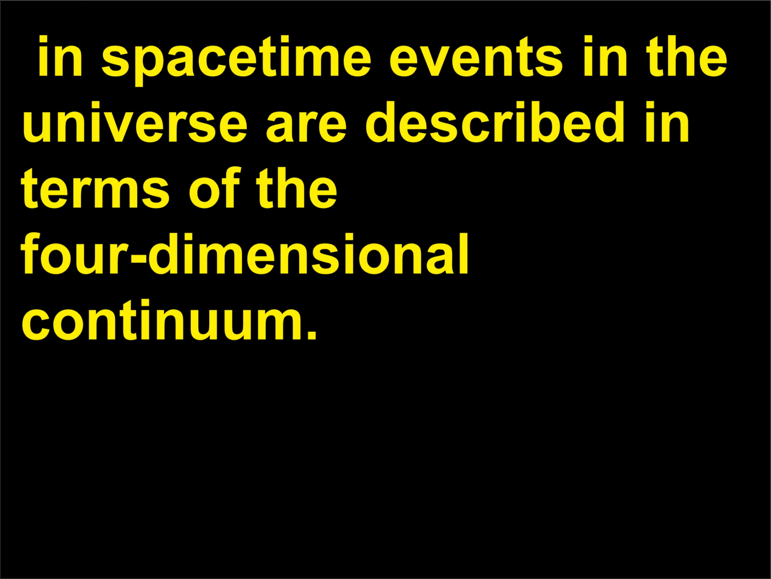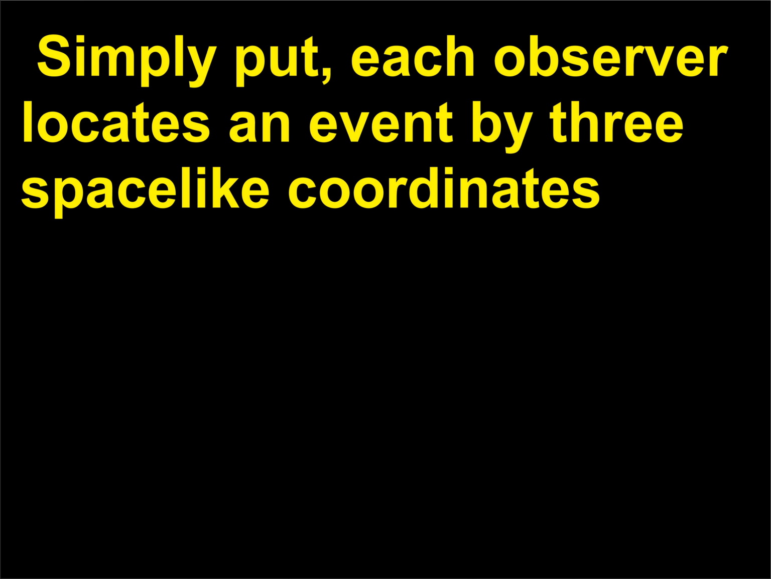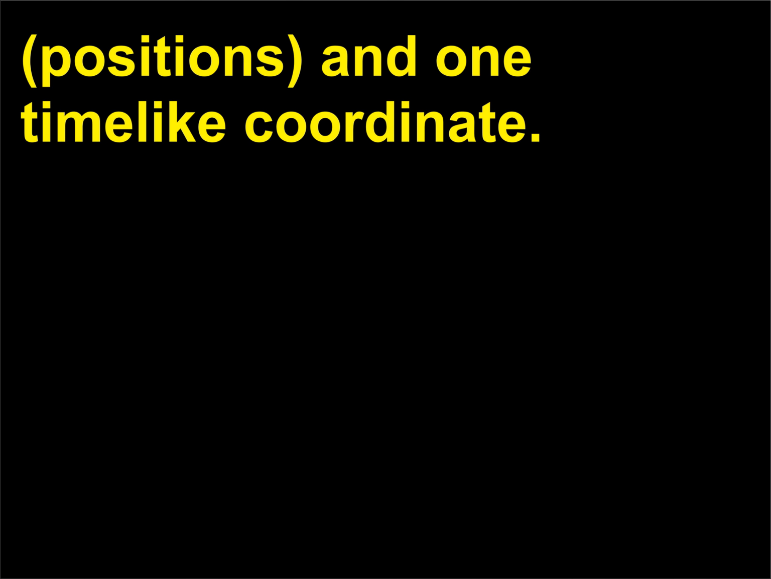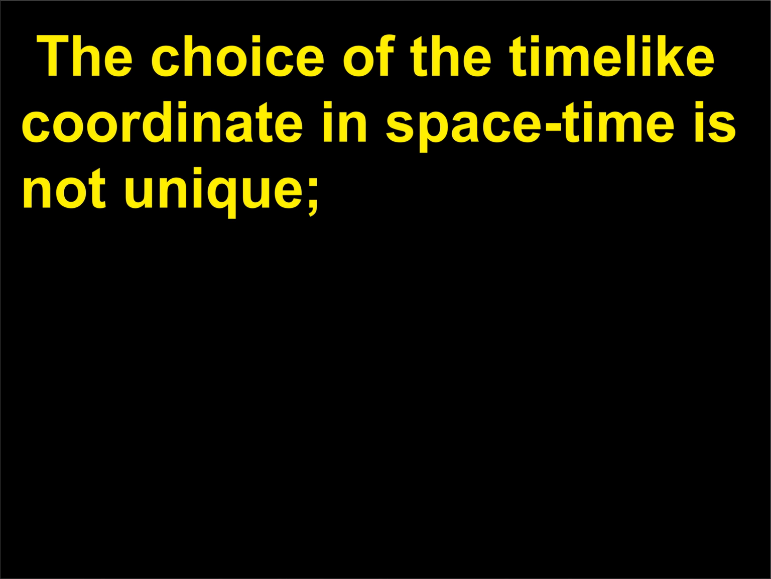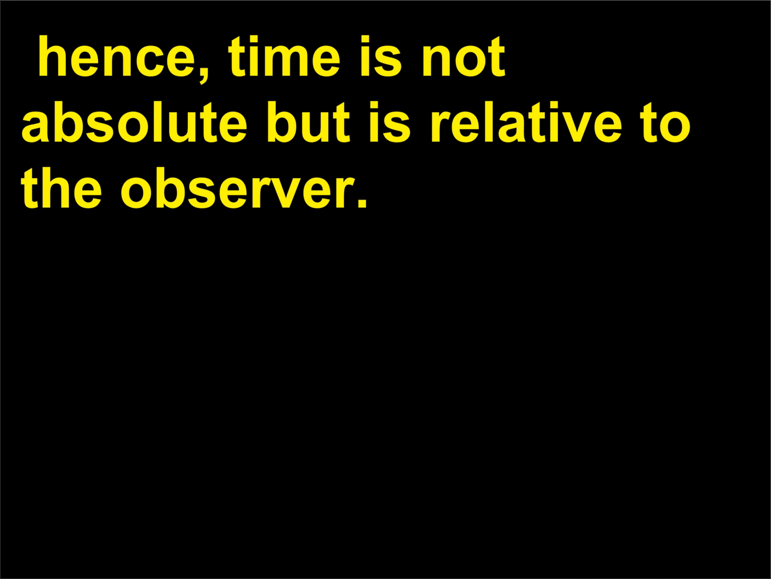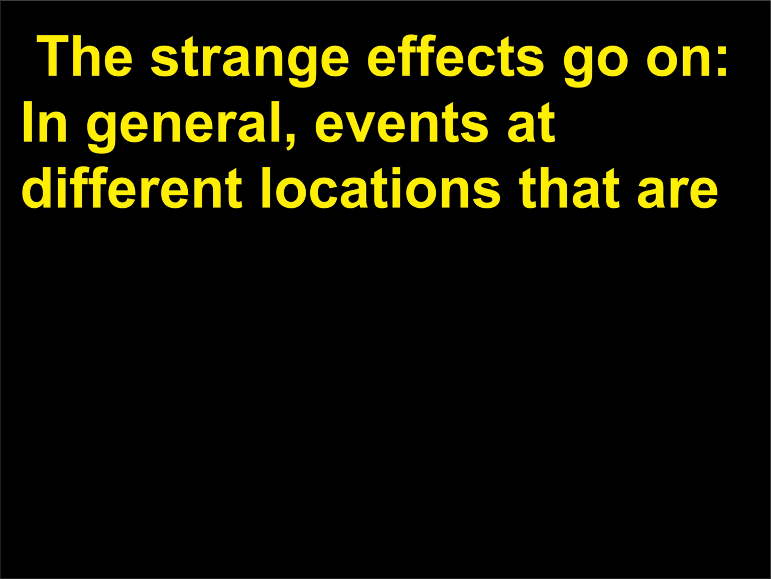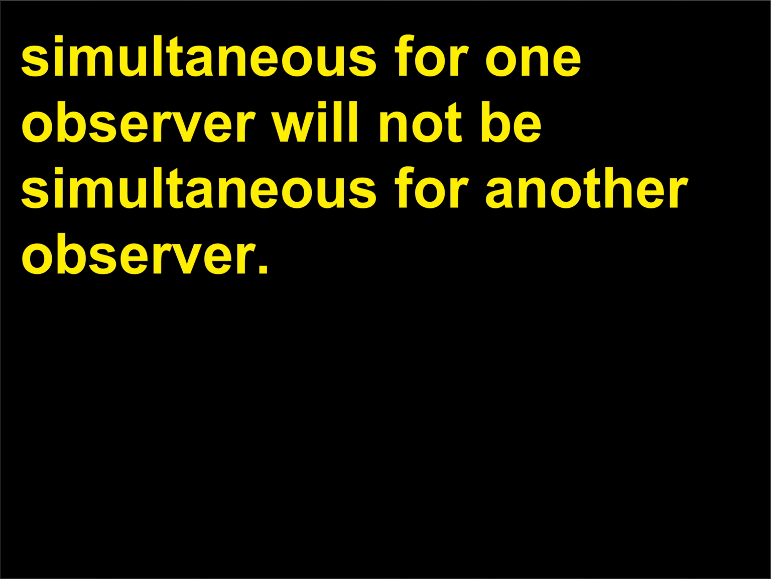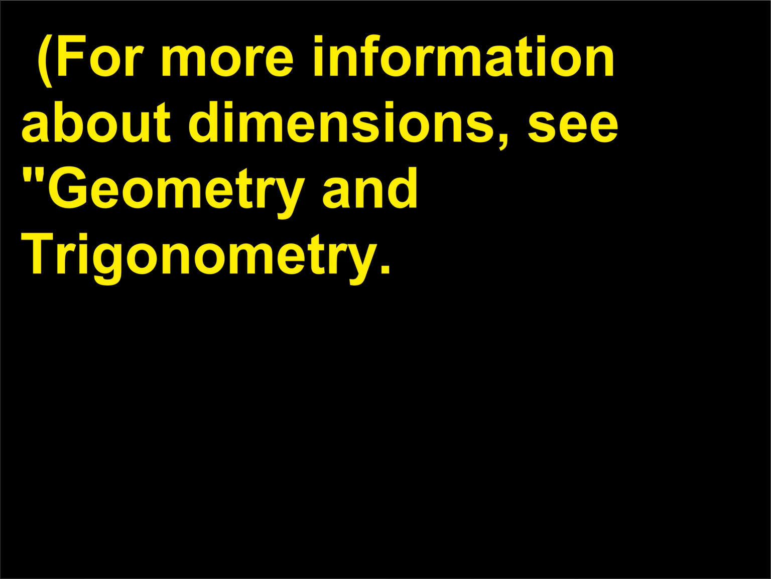Although it sounds like something out of the television show Star Trek, in space-time events in the universe are described in terms of the four-dimensional continuum. Simply put, each observer locates an event by three space-like coordinates, positions, and one time-like coordinate. The choice of the time-like coordinate in space-time is not unique. Hence, time is not absolute but is relative to the observer. The strange effects go on. In general, events at different locations that are simultaneous for one observer will not be simultaneous for another observer. For more information about dimensions, see geometry and trigonometry.